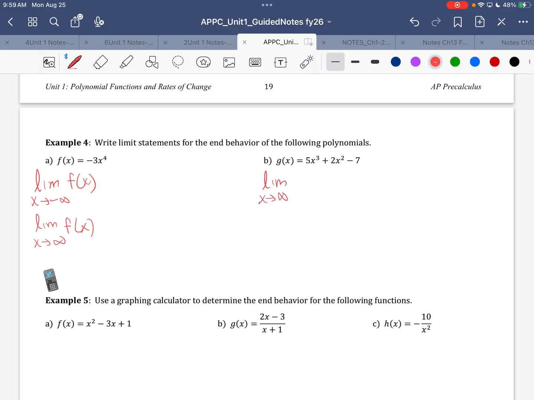Pay attention on B. What's the function name for B? G of x is not f of x this time.